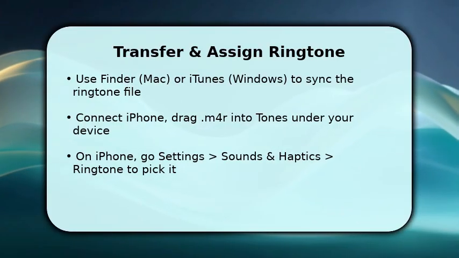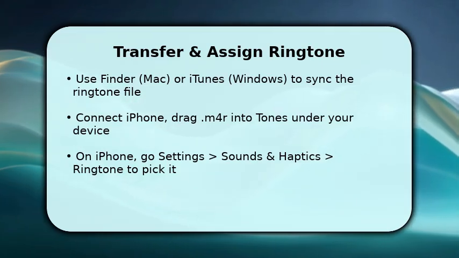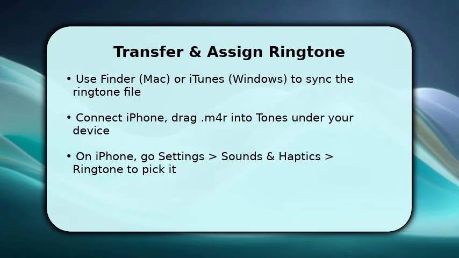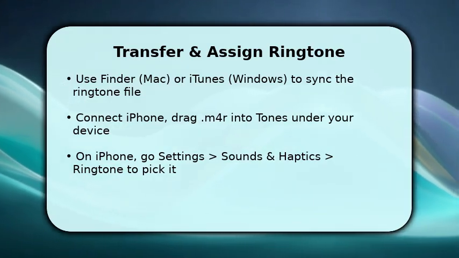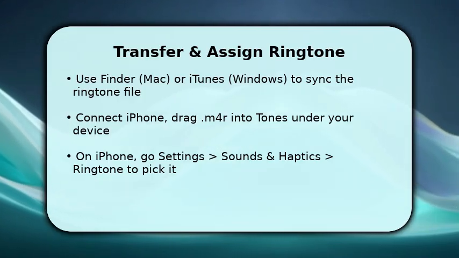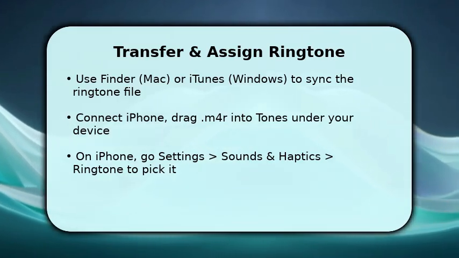Once synced, unlock your iPhone and open Settings, Sounds and Haptics, Ringtone. You should see the new name listed. Tap it to assign. If it doesn't appear, recheck sync status and that the file was exported specifically as a ringtone. Finish by verifying the sound plays correctly when selected.